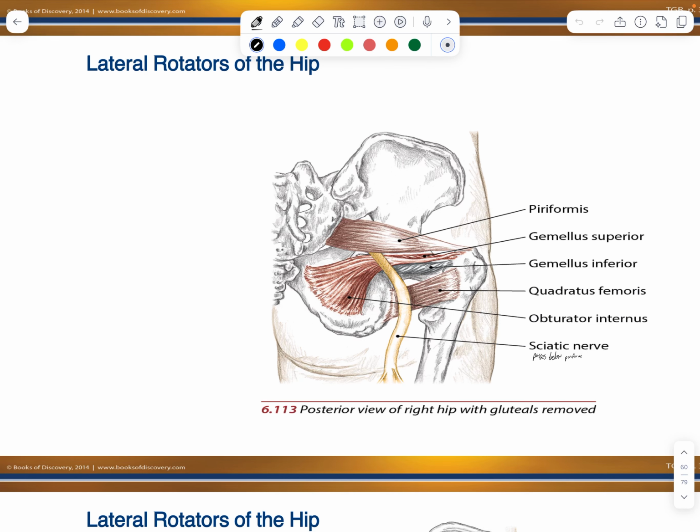Hey, today we're going to be learning about the lateral rotators of the hip. Let's get into it. So, here's the diagram. This is showing everything that we're going to be going over.